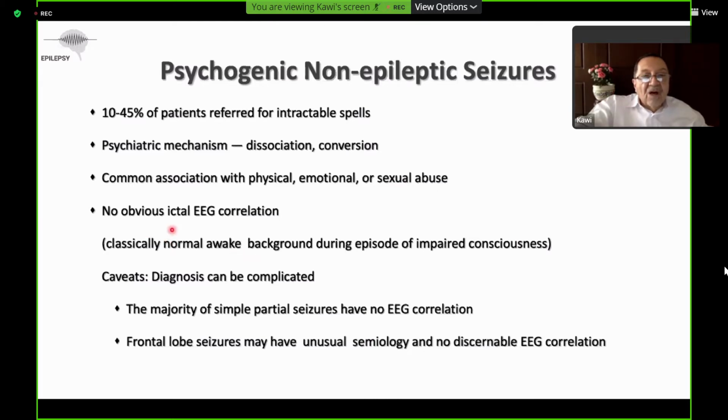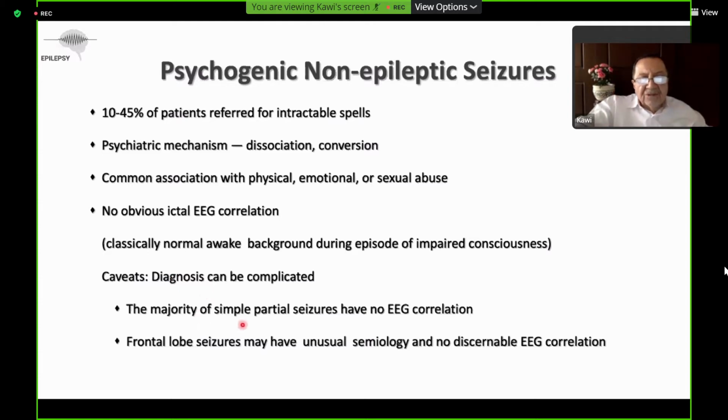There is no obvious EEG correlation with the seizure. That's why those patients are admitted to the epilepsy monitoring unit, and we wait for the seizures to happen while the electrodes are on the head. When they happen, we look at the EEG and it is normal. And the diagnosis can be complicated.